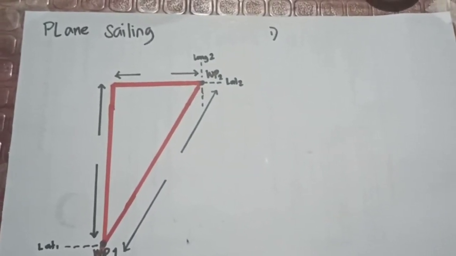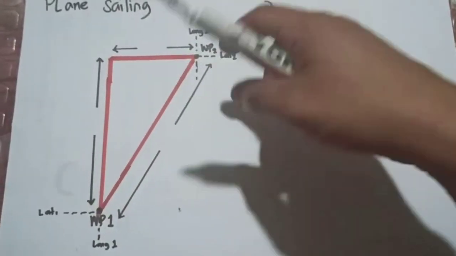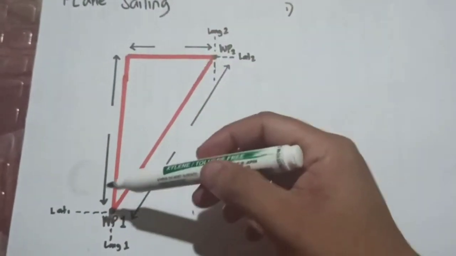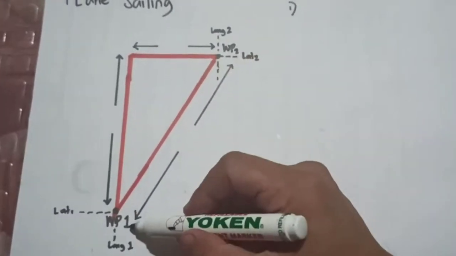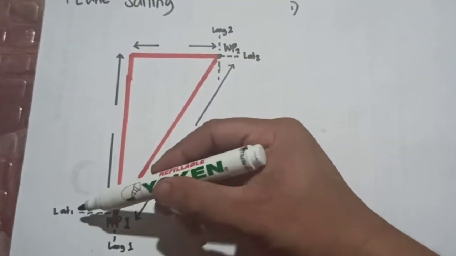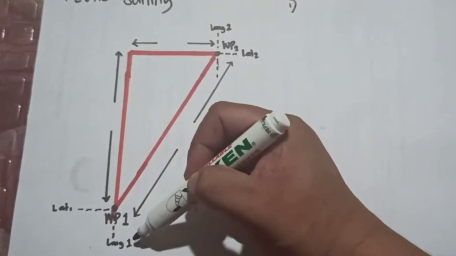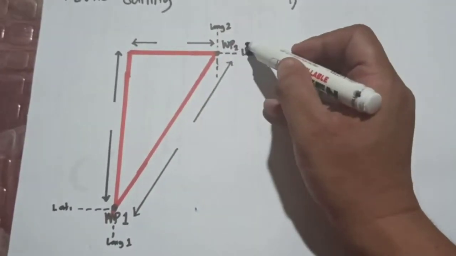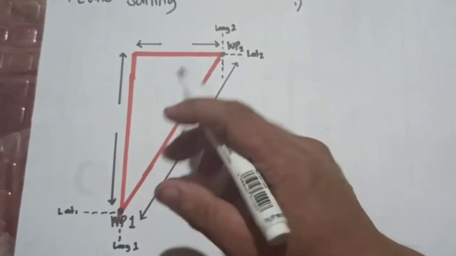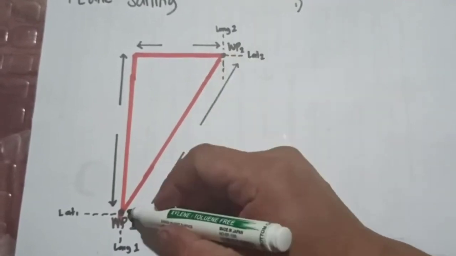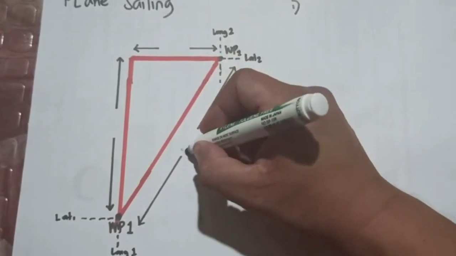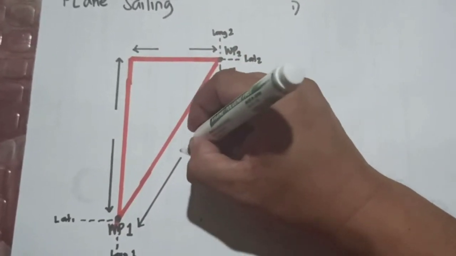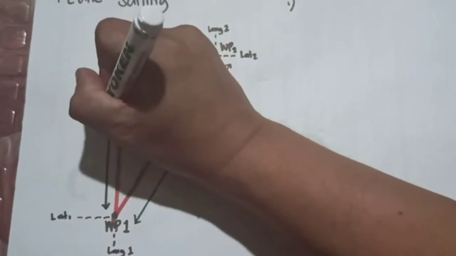Plain sailing solves a problem in single course and distance and difference of latitude and departure only. It does not include difference of longitude. It is a point of departure and a point of arrival. It's only a solution of two points. If we are using plain sailing, always remember that we assume the Earth's surface is flat. This method is for a short distance only, not a long distance, unlike great circle sailing.